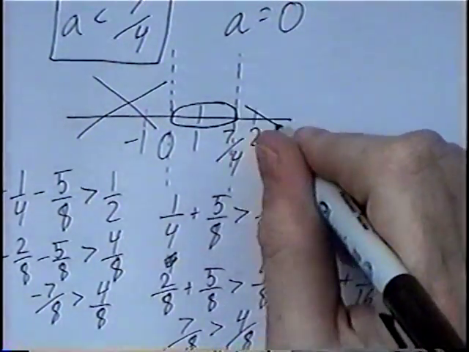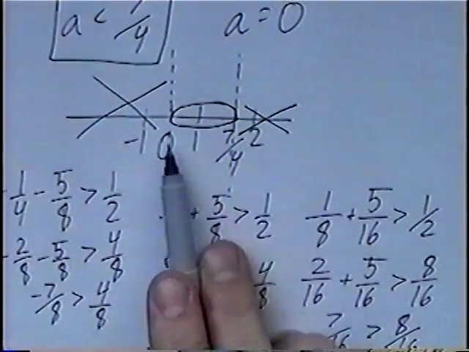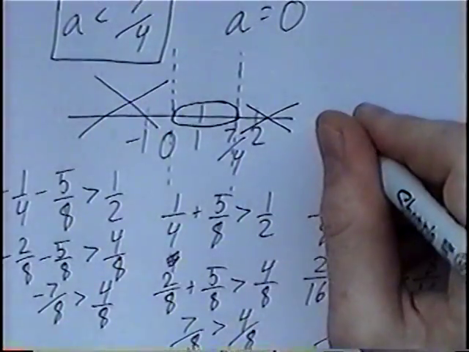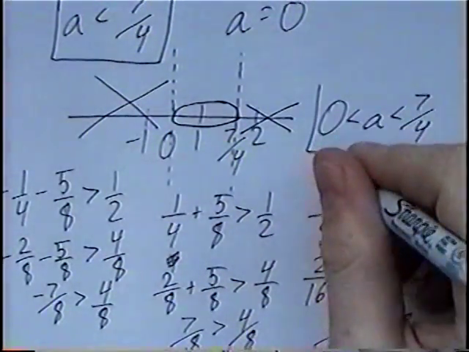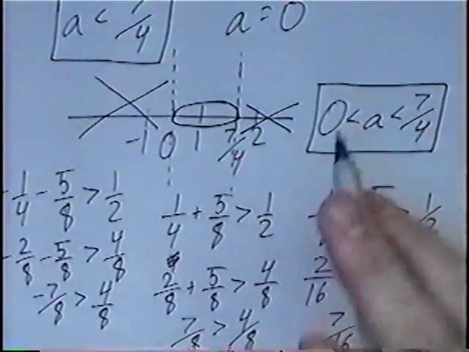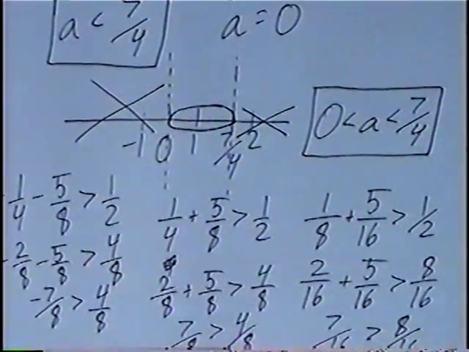7/16 is not greater than 8/16, which again means the section with 2, or the right-hand section, does not work for the inequality. The only section that works is the number between 0 and 7/4. So writing our answer as an inequality, we'll have 0 is less than our variable a, which is less than 7/4. So any number between 0 and 7/4 is a solution. All the other numbers are not a solution.